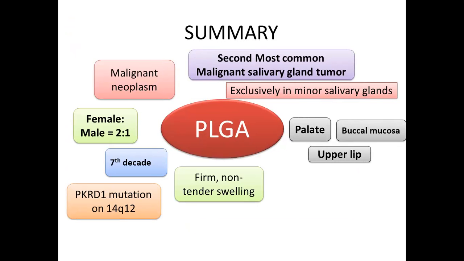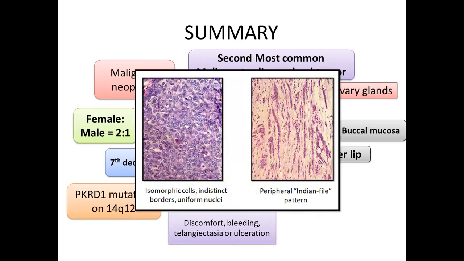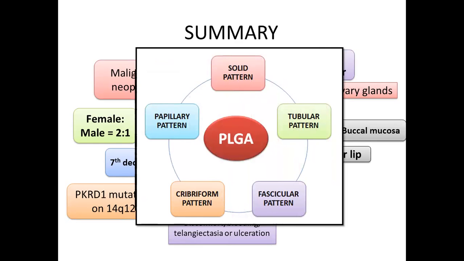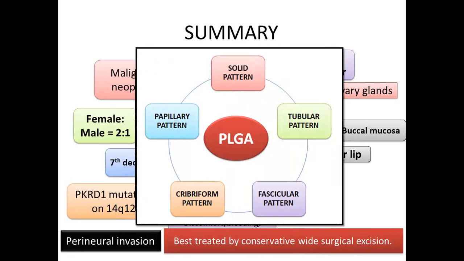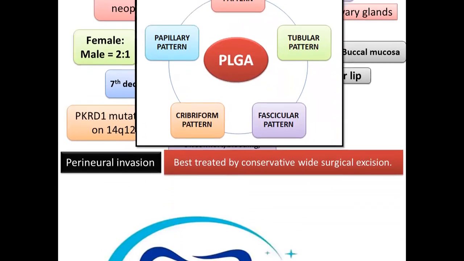Clinically, it presents as a firm, non-tender swelling, which occasionally can produce discomfort, bleeding, telangiectasia, or ulceration. When we see the histopathology, the cell population is isomorphic with indistinct borders and uniform nuclei, and the characteristic finding is the Indian file arrangement. There are varied histopathological patterns such as solid, tubular, fascicular, cribriform, and papillary patterns. The characteristic finding of PLGA is perineural invasion, because of which it can be mistaken for adenoid cystic carcinoma, and the treatment required is conservative wide surgical excision. Thank you.